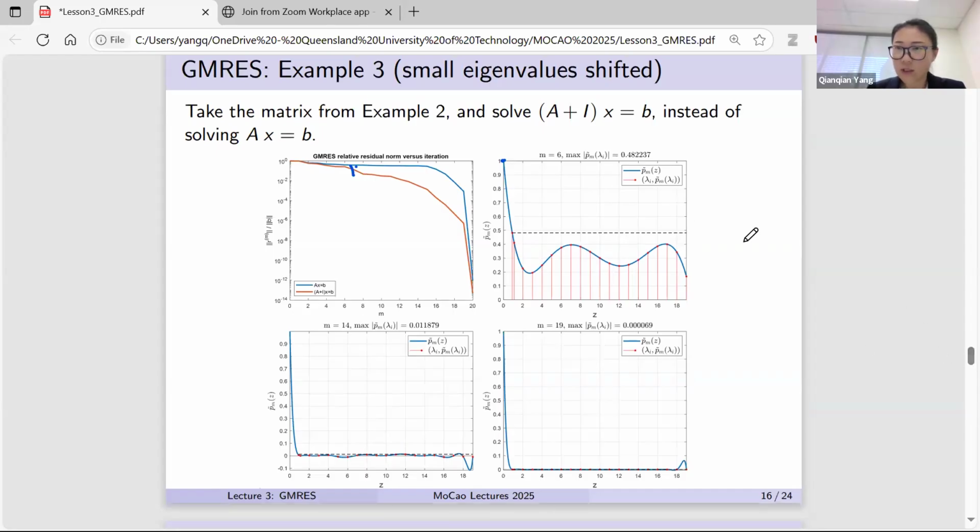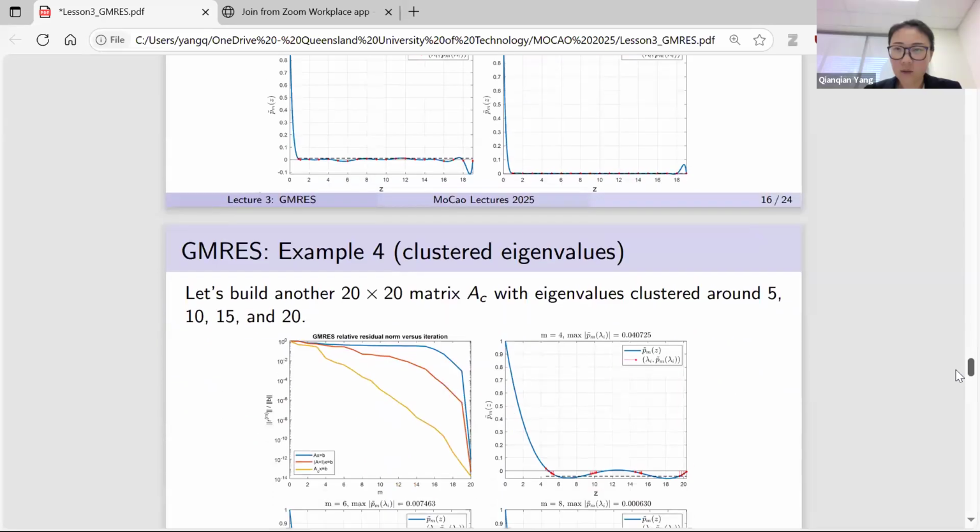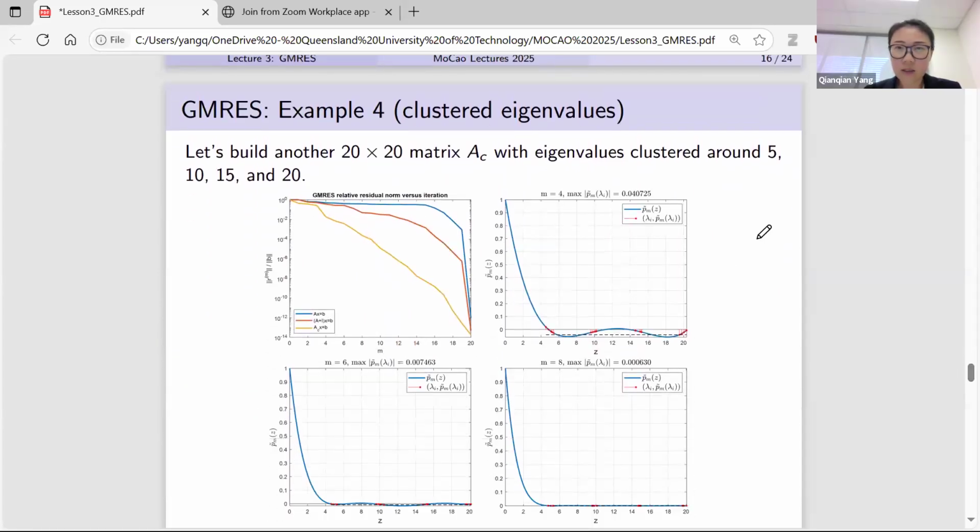So the conclusion here is that we don't like small eigenvalues. If the eigenvalues can be away from the origin, that's good. Especially, if they are on either side of the origin, that's bad. So now look at another example here.